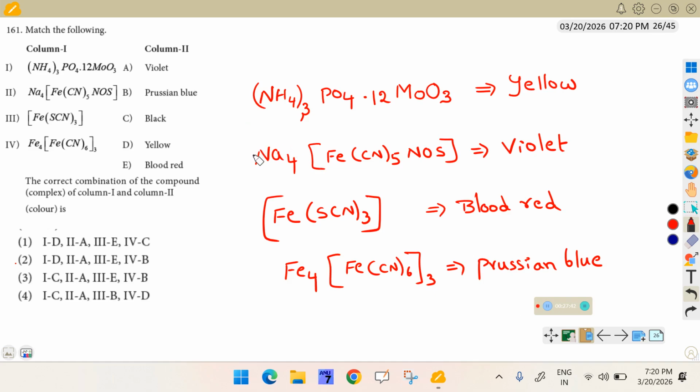Yes. First compound, ammonium phosphomolybdate. Color is yellow. 1D, two options are there. Na4[Fe(CN)5NO] is violet in color. 1D, 2A. Still two options are there. Find out 4. Fe4[Fe(CN)6]3, Prussian blue. So the correct answer is the second option. Remember the colors.